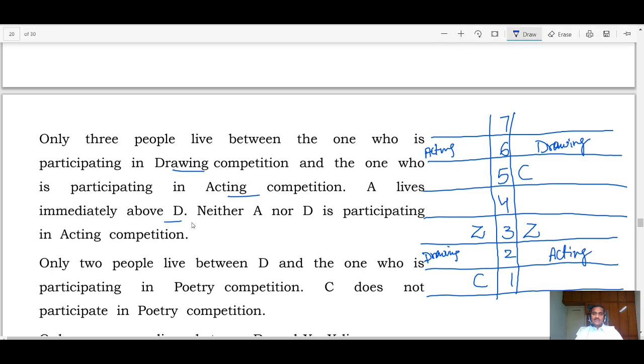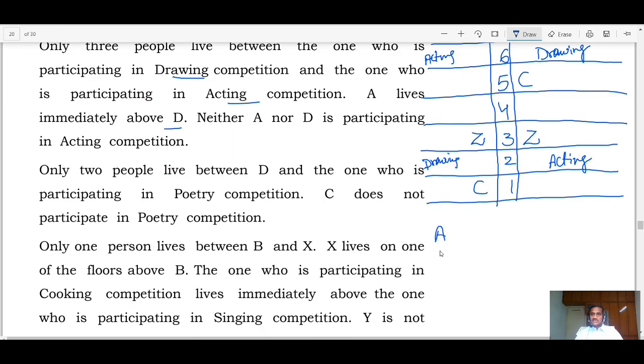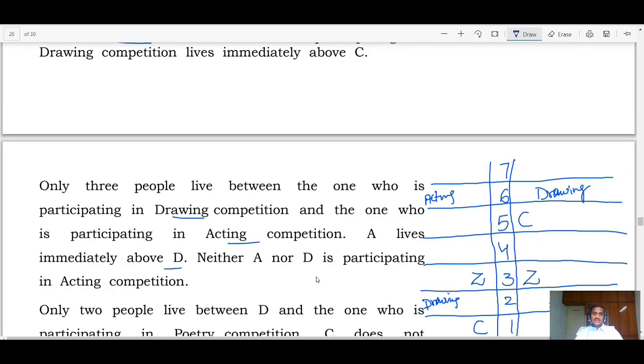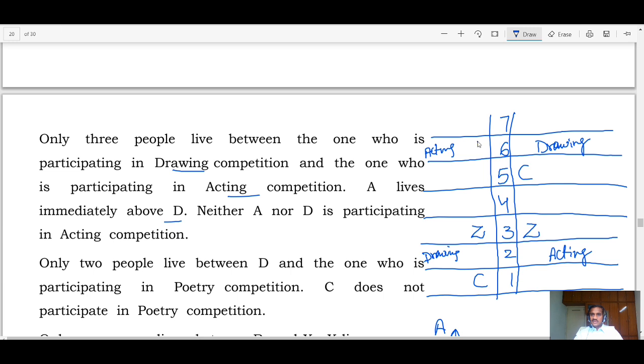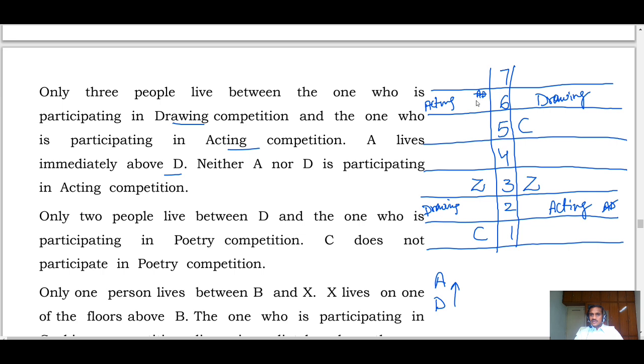And A lives immediately above D. Neither A nor D is participating in acting. Hence A and D cannot be at these places. The only possibility is that A and D must be at this place. Now A and D are also fixed in both the cases.